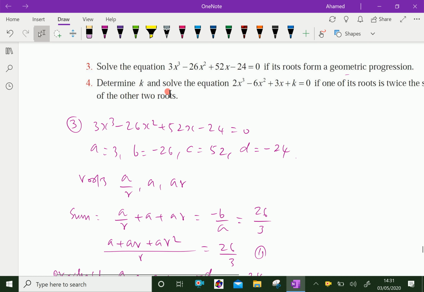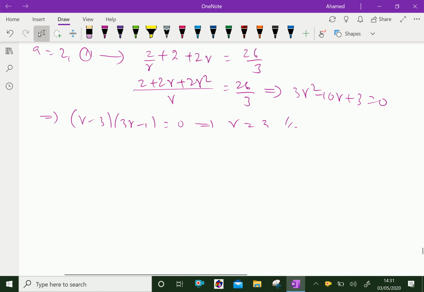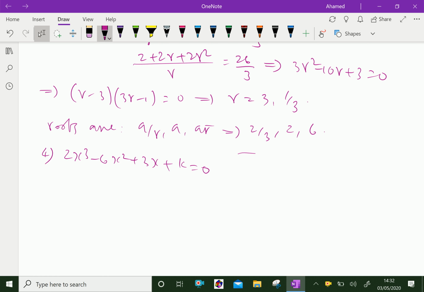Then the second one, question number 4. Determine k and solve the equation 2x cubed minus 6x squared plus 3x plus k equal to 0 if one of its roots is twice the sum of the other roots. Let us write the given equation first: 2x cubed minus 6x squared plus 3x plus k equal 0.